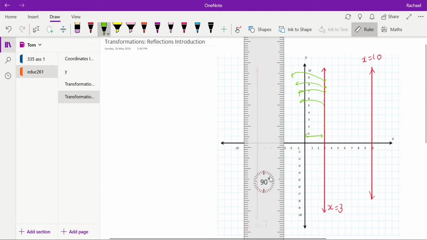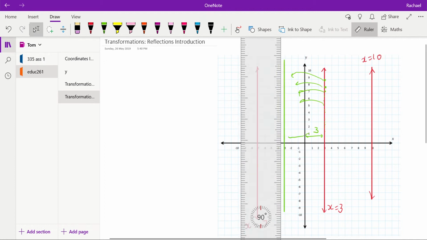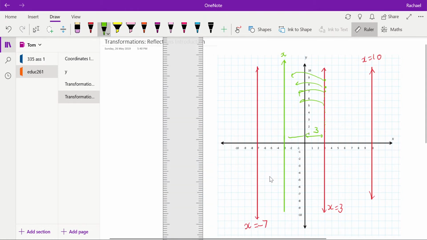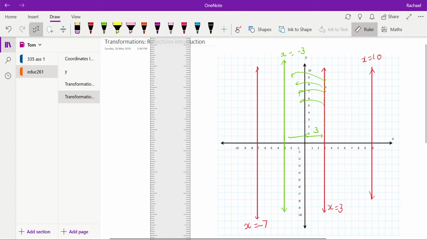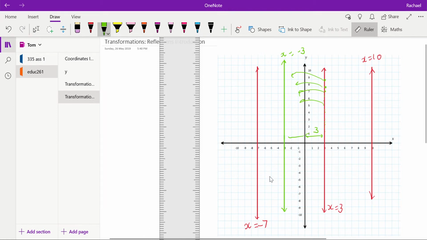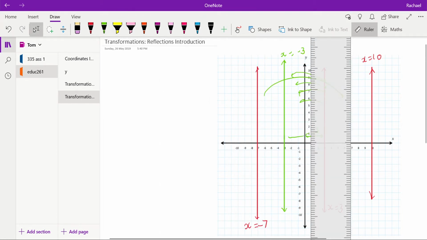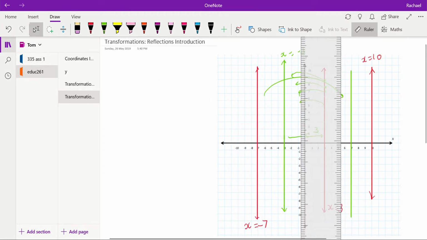So this is 3 units away. So we reflect the whole line 3 units away, and we end up with the line x equals minus 3. So we'll do this for the other lines as well. So we've got x equals minus 7 here on the left side. So we're going to reflect the whole line 7 units across, and we're going to end up with x equals 7 across here.